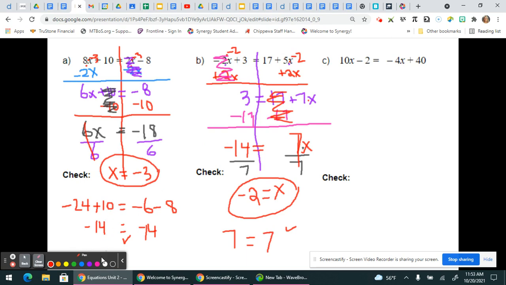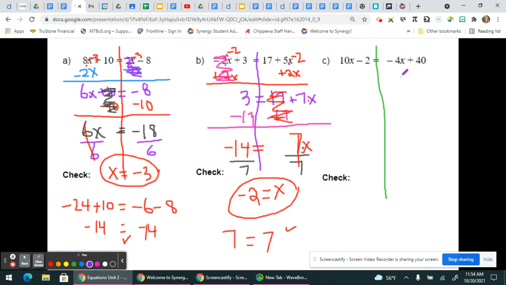All right, letter C. Let's keep rolling. We're almost there. Find your equal sign, put your line in. Here's what I notice. I notice that my variable, 10x on the left minus 2, is equal to negative 4x plus 40. So we need to focus on our variables first. We need to isolate our variables to one side. So I've got 10x's on the left, and I've got negative 4x's on the right. If we choose the smaller one, we can avoid negatives.